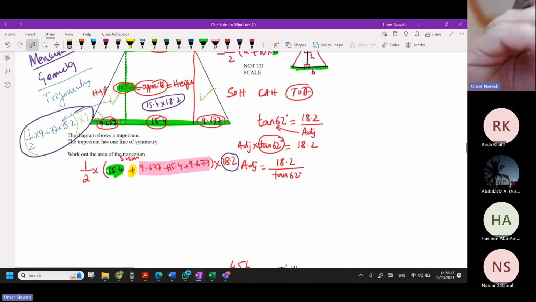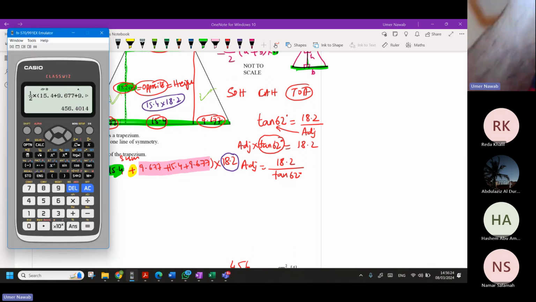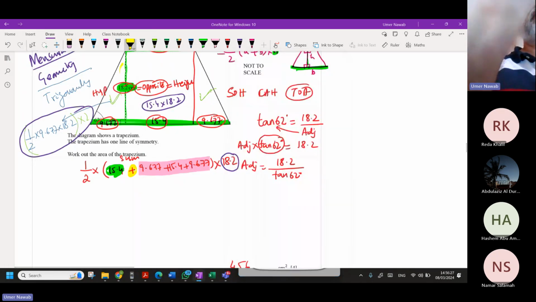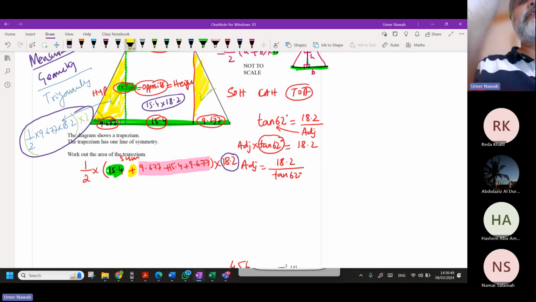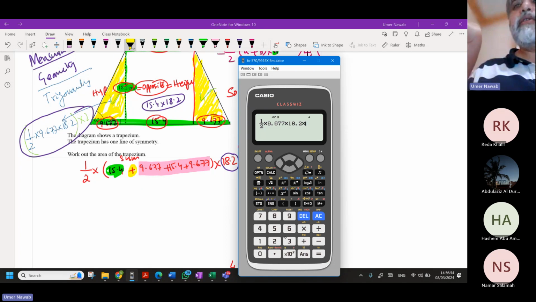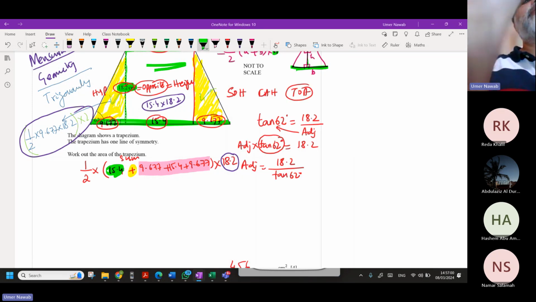Or what we can do now, I can find the area of one triangle. Supposedly, you find the area of this triangle. I'm just going to do it in front of you guys. Half times base, base is 9.677, and you multiply with the height 18.2. So this is done. Since this area is the same as this, because he said it's a line of symmetry, so it's an isosceles trapezium. So can I multiply this area with 2, guys? Okay, done. Plus the area of a rectangle, which is in between, so I'm just going to shade it.